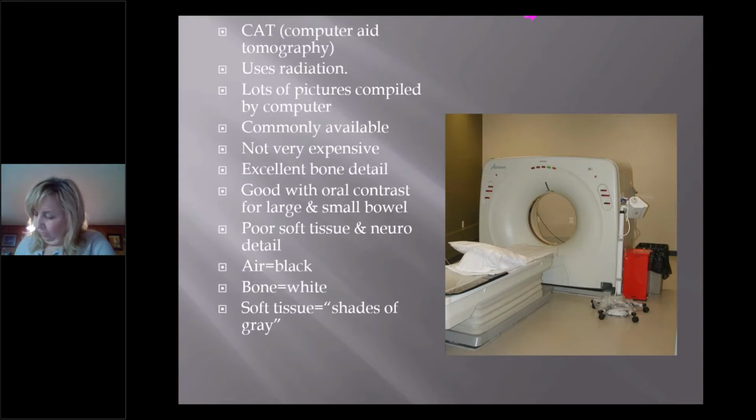As I said 100 times now, it's lousy for small soft tissue, and lousy for neurologic detail, such as looking at cervical disc and spinal nerve roots. You're not going to see them, and I'll show you examples of that here in just a minute. Just like X-ray, air is black, bone is white, and then you have those shades of gray. So if you think about it the same way you do with X-ray, you're in good shape as far as how to interpret this.